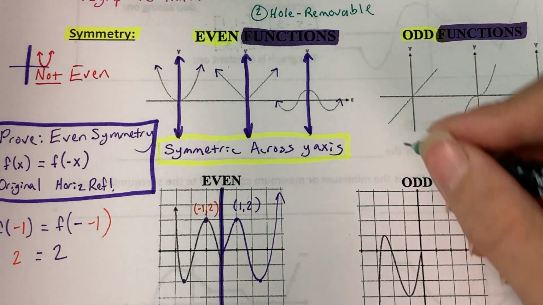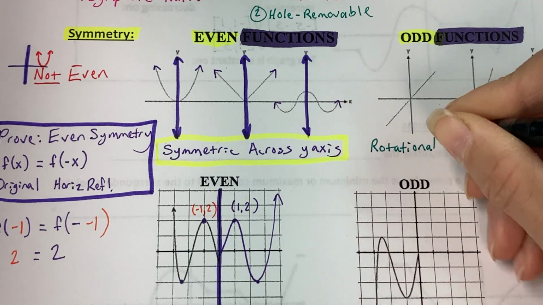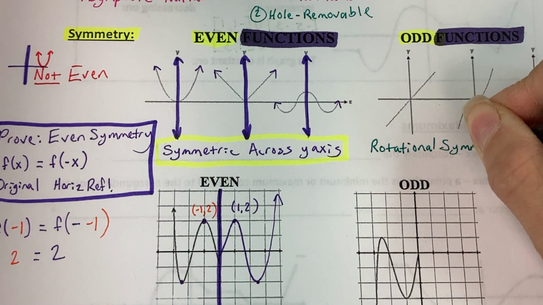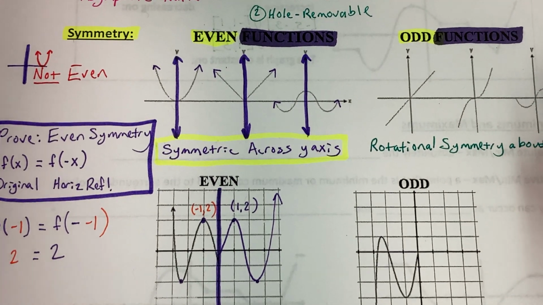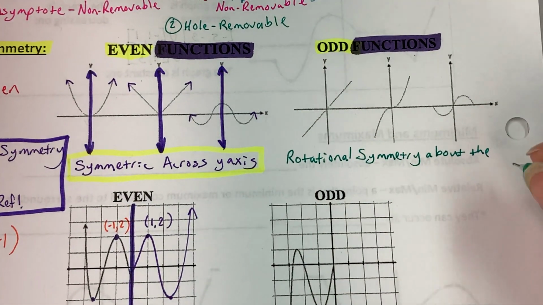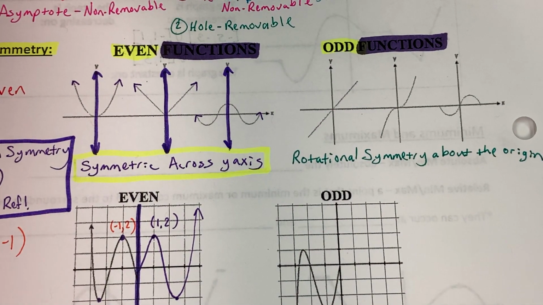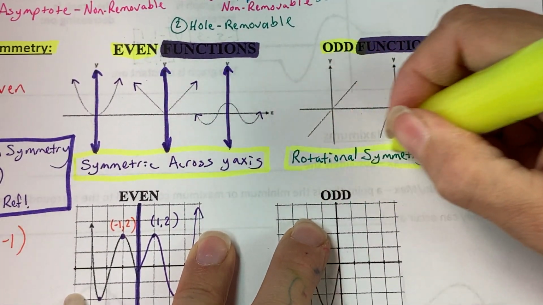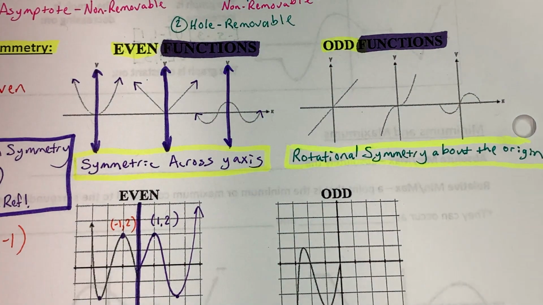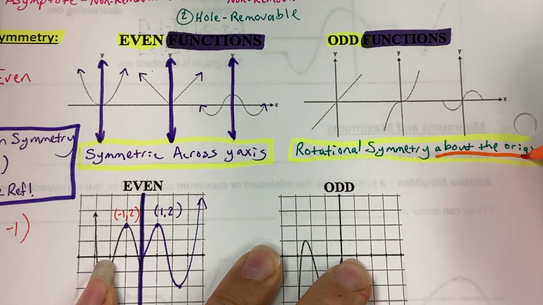First, odd symmetry means the function has rotational symmetry about or around the origin. So rotational symmetry about the origin. And for that definition, just like this has to swivel across the y-axis, the rotating about the origin part is key here. So I'm going to go ahead and underline that, about the origin.